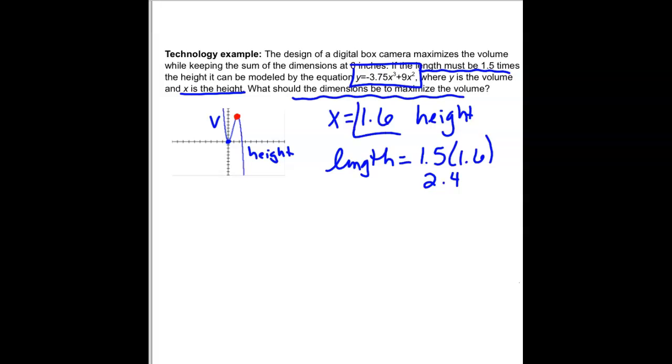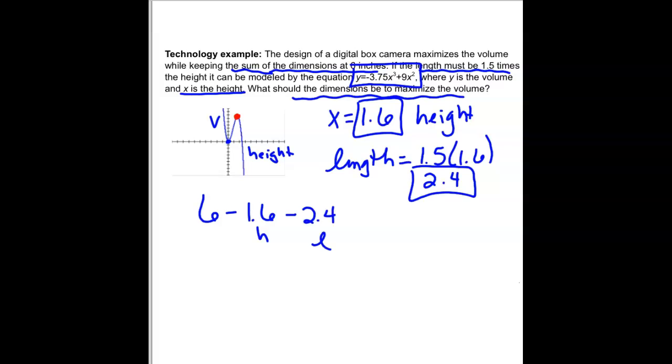So I have a height of 1.6, I have a length of 2.4, and it told me that the dimensions all together have to have a sum of 6 inches. So if we take 6 and subtract our 1.6 for our height and subtract our 2.4 for the length, we should find what the width would have to be. Okay? Well, 1.6 and 2.4 is the same as 4. So we're really taking 6 minus 4, so we get a width of 2 inches. So our dimensions are 2 inches, 2.4 inches, and 1.6 inches.